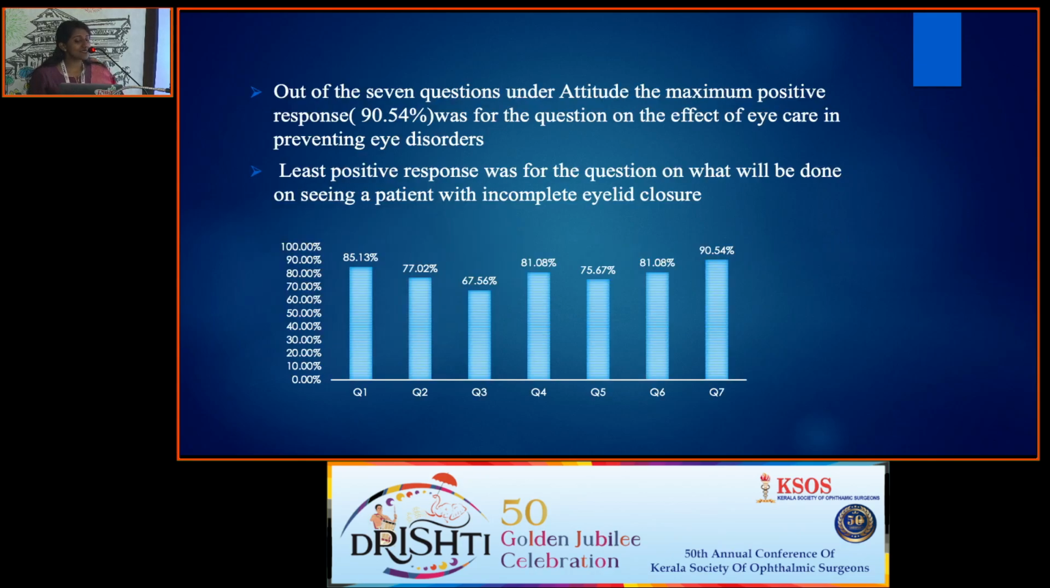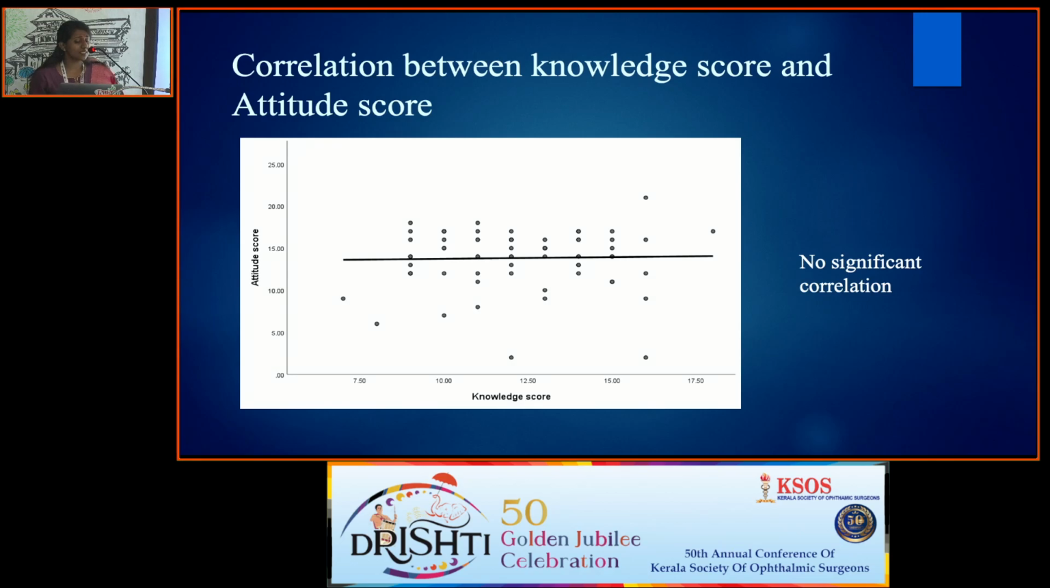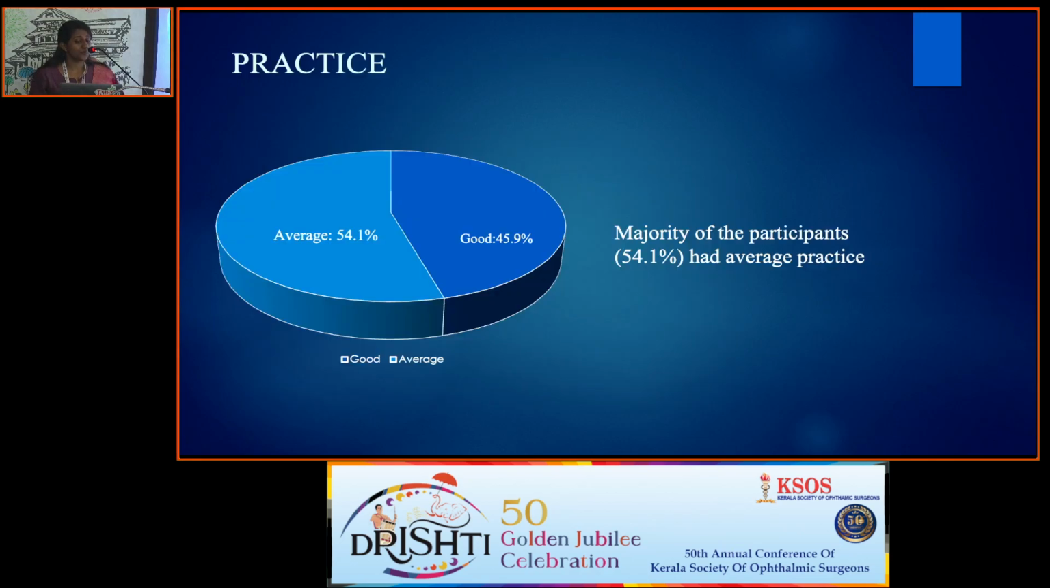Out of the 7 questions under attitude, the maximum positive response was for the question on the effectiveness of eye care in preventing eye disorders, and the least response was for the question on what will be done on seeing a patient with incomplete eye closure. There was no significant correlation between knowledge and attitude score, and the majority of the participants had an average practice pattern.